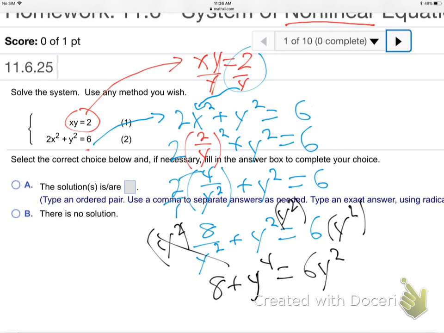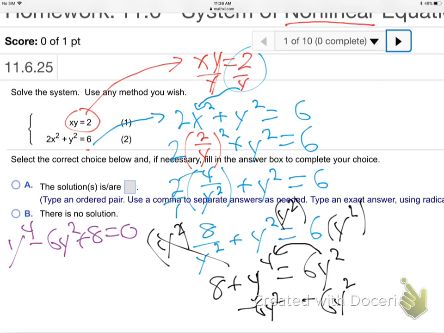Now what? Well, actually, you can get it all on the same side and factor. When you've got higher powers, fourth powers and things like that, just get a 0. Get everything on one side, get a 0 factor. It's pretty much what always happens. So just subtract 6y squared from both sides. I'll bring it over here and put it in order: y to the 4th minus 6y squared plus 8 equals 0. Is that good so far?